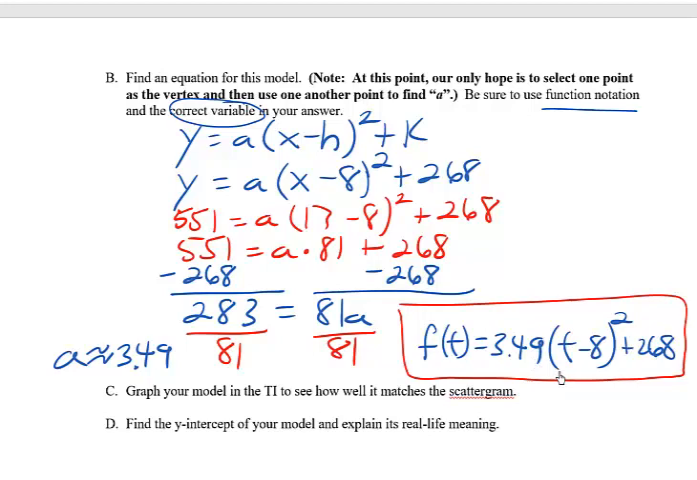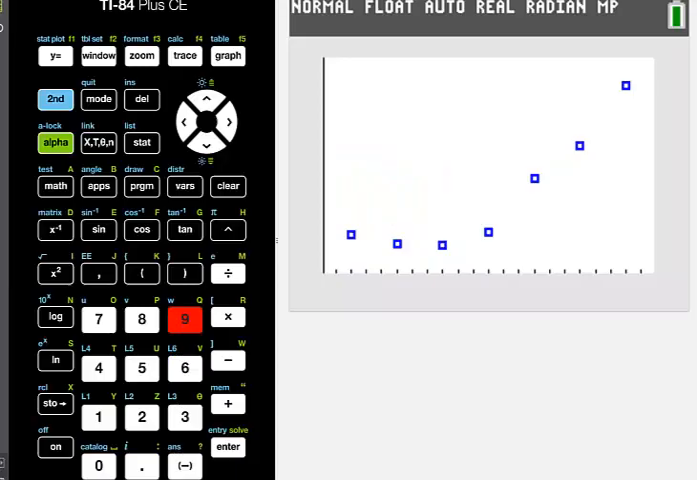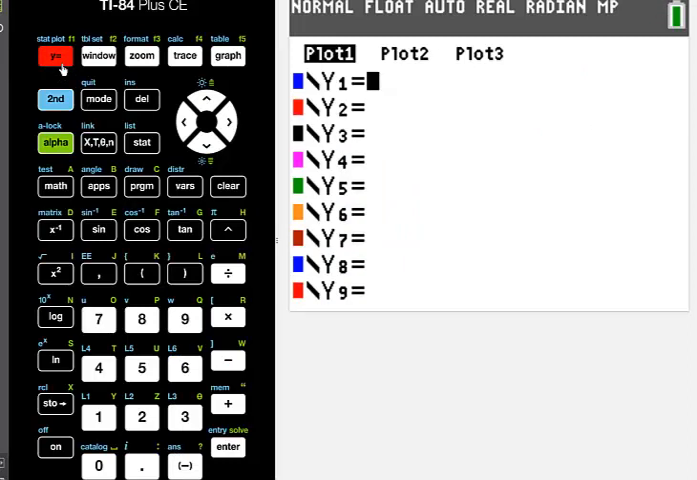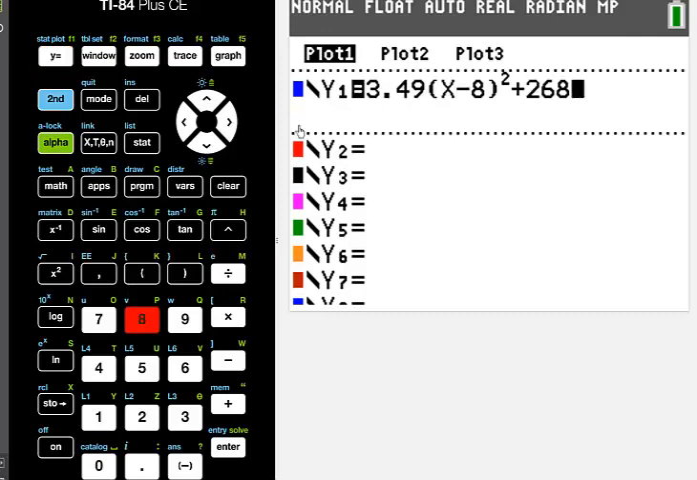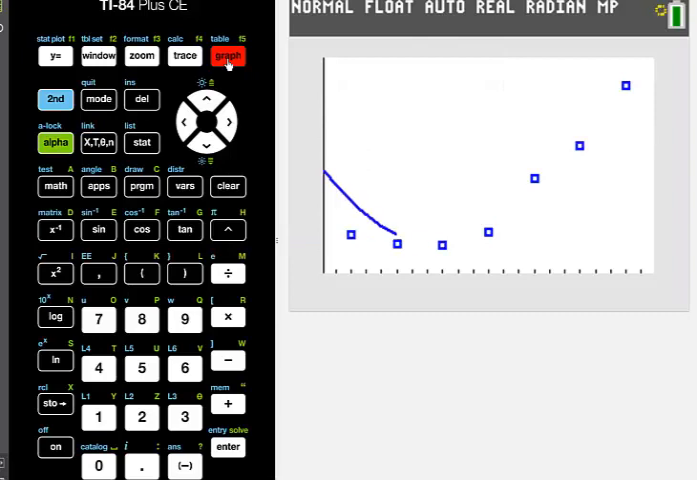Well, let's go ahead and add this to our scattergram and make sure that everything looks okay. I'll need to go back to my y equals and type that equation in. I'm going to leave the plot on because I would like the scattergram to remain. So let's type in the equation. And once I've got it in there, I just go back to the graph. There's the scattergram, and there comes the quadratic function.